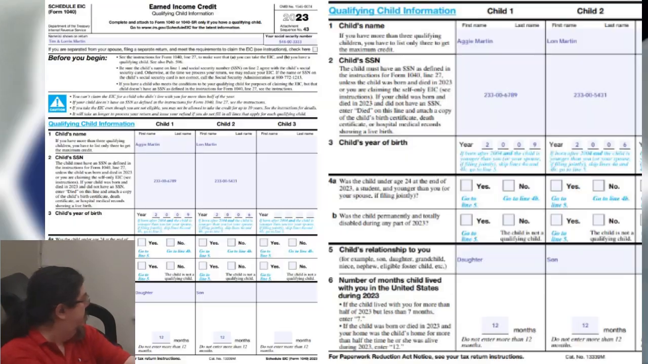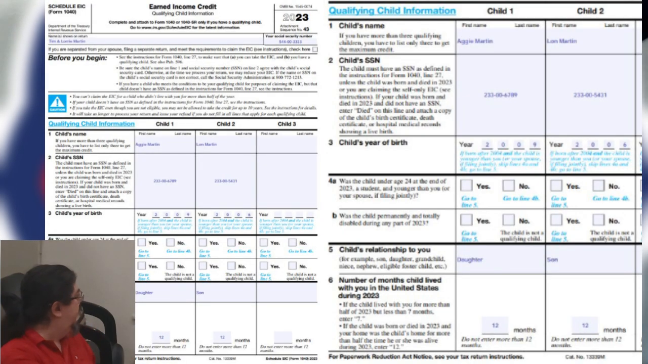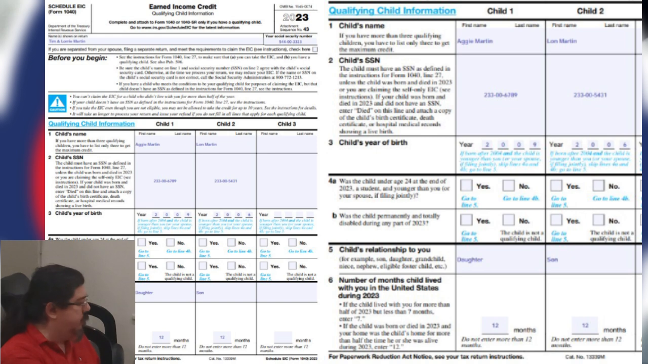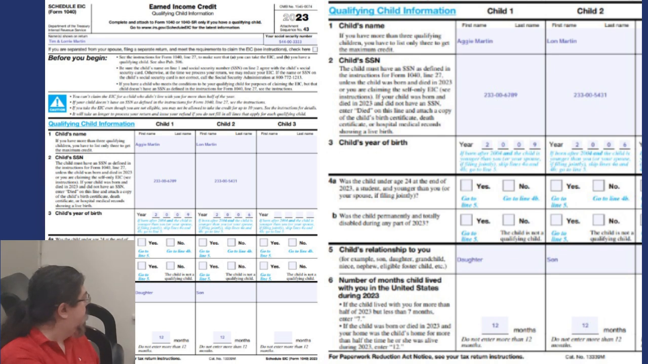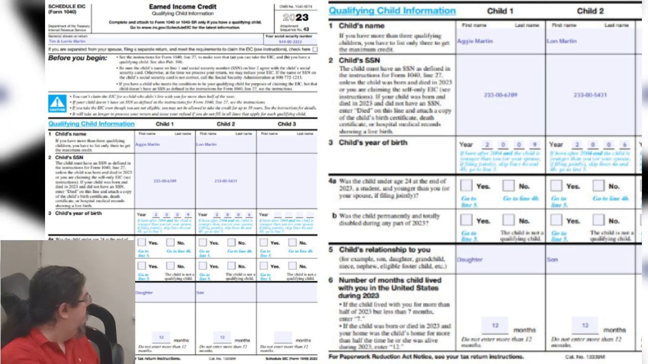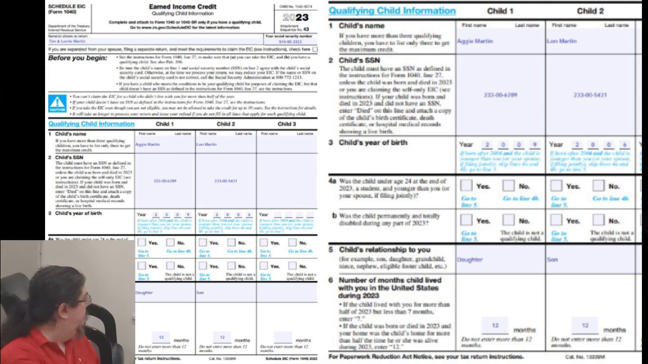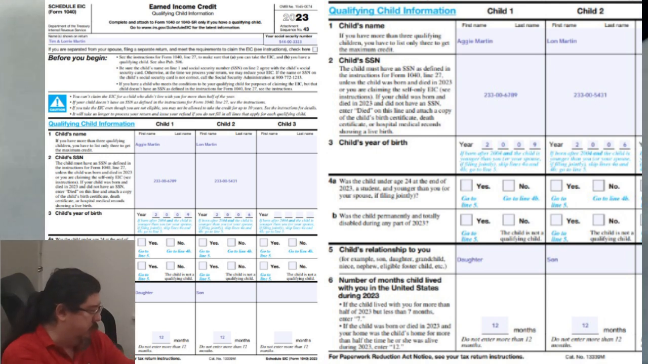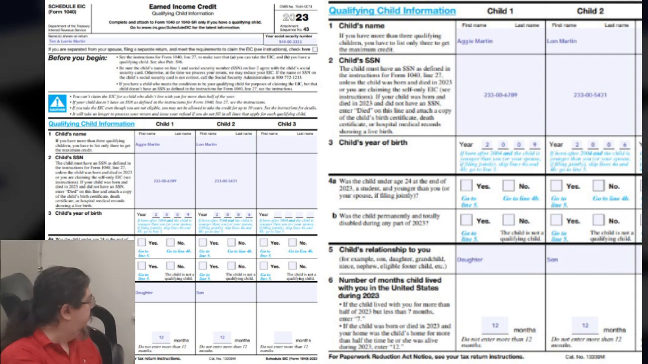And we're not going to dwell on these pages. But here, can't really zoom in on that. They have both children's names, both children's social security numbers, and both children's year of birth. We skip the next section because they're both under 19, and we'll have their relationship to the taxpayers, which is daughter and son, respectively, and 12 months for both children.